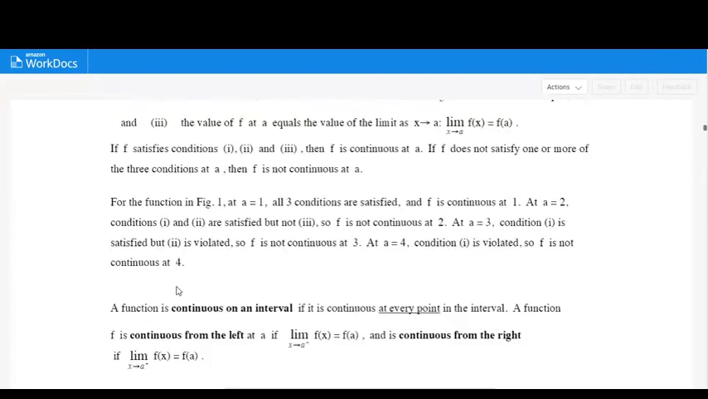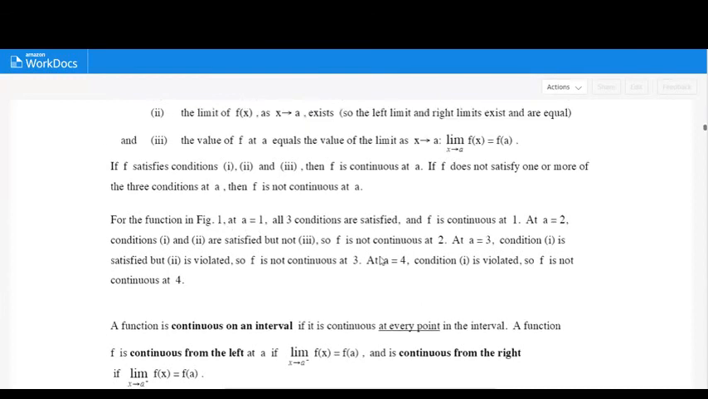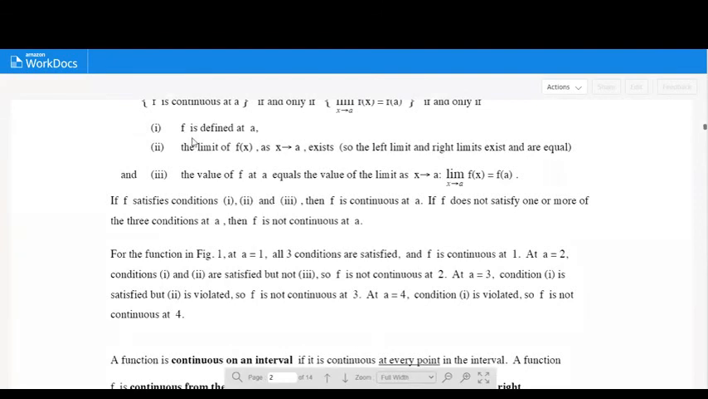Okay. So here, for the function in figure 1 at a equals to 1, all 3 conditions are satisfied. Kumbaga, defined itong si f of a, yung limit ni f of a naman, nag-exist, and then same yung f of a tsaka ni limit ni f of x as x approaches a. And then at a equals to 2, conditions 1 and 2 are satisfied but not 3 kasi nga hindi equal. So f is not continuous sa 2. At a equals to 3 naman, condition 1 is satisfied but 2 is violated.